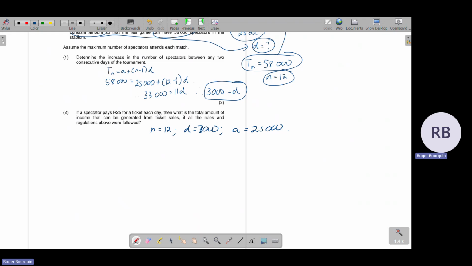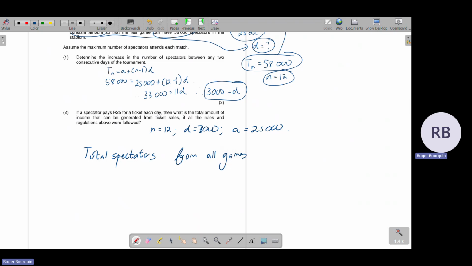25. By 25, right? So to figure out the total number of spectators, is it the total from just the last game or from all the games? From all games, right? So we're adding them all together, so it's term 1 plus term 2 plus term 3 up to term 12.